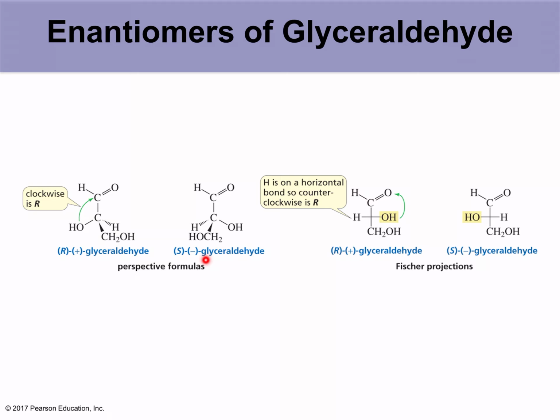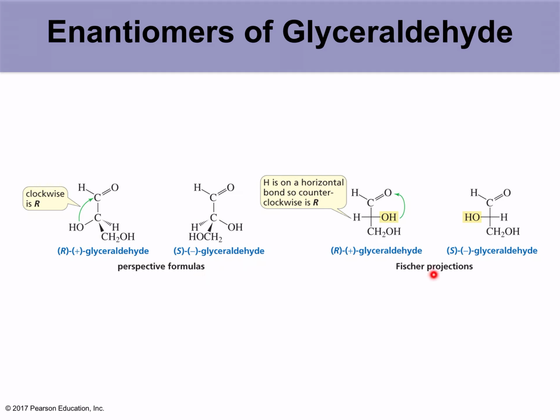So based on how it rotates the plane of plane polarized light, that's what this plus and minus represent. That has nothing to do with the R/S configuration. So you can find out the R/S based on the priority groups, and then how it rotates the light gives us the plus and minus designation. Okay, and this is the perspective formula.